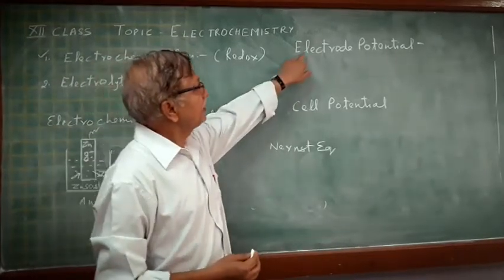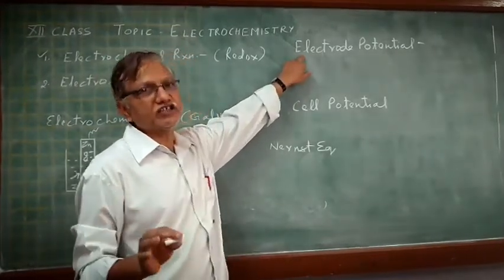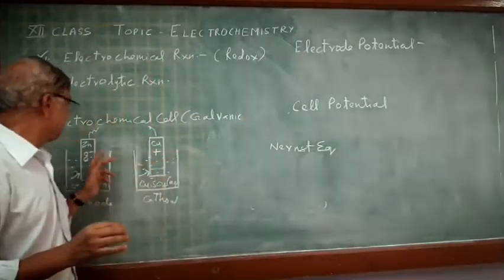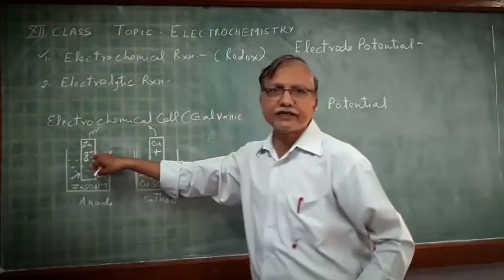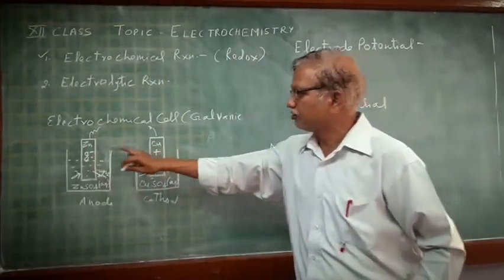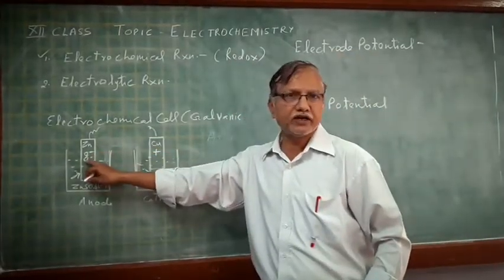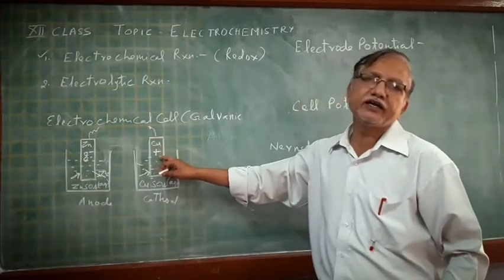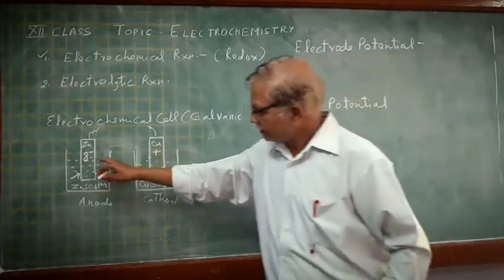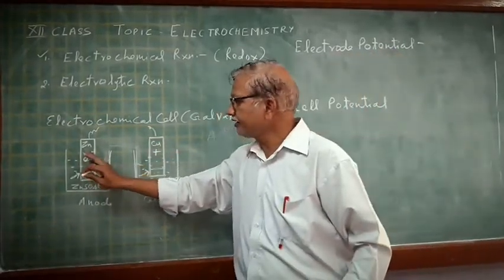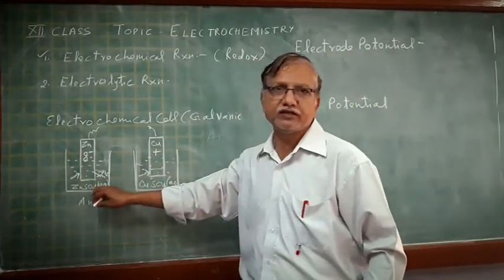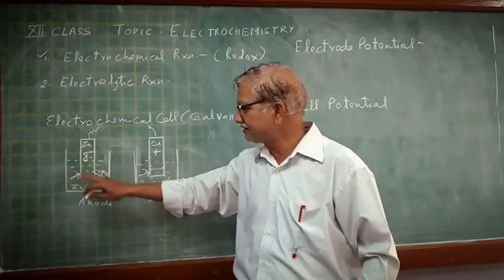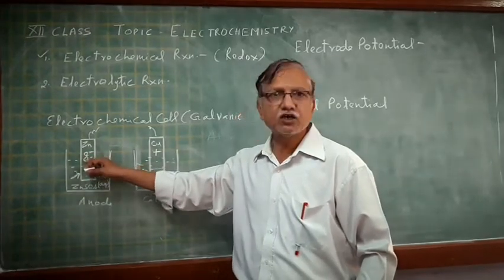Now we understand what is electrode potential. Let's say here in case of galvanic cell, we are using this zinc electrode and copper electrode. So zinc electrode is a particular electrode and copper electrode is another electrode. An electrode is a metal rod dipped in its metal salt solution. If we dip a zinc rod in zinc sulfate solution, then it is a zinc electrode.